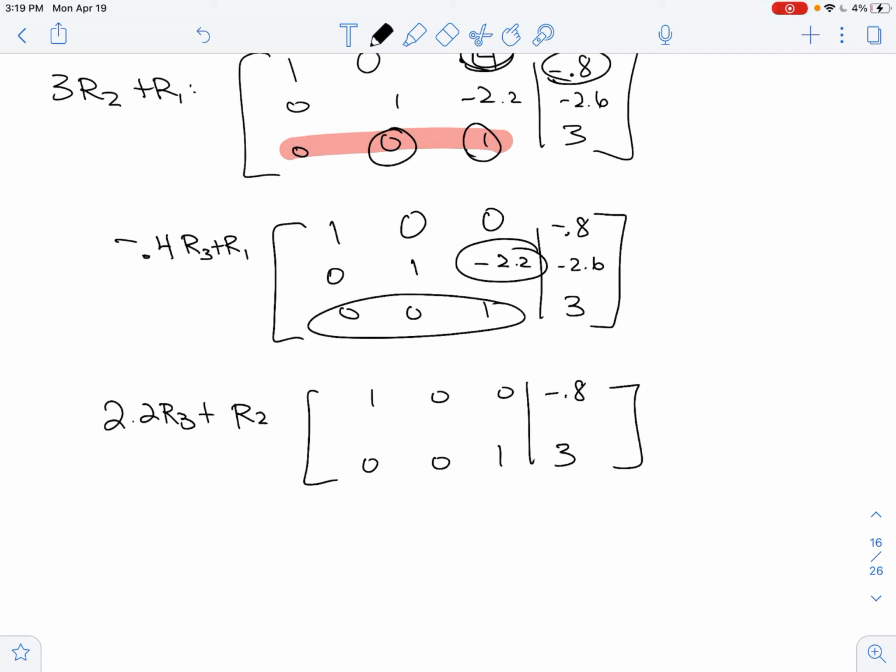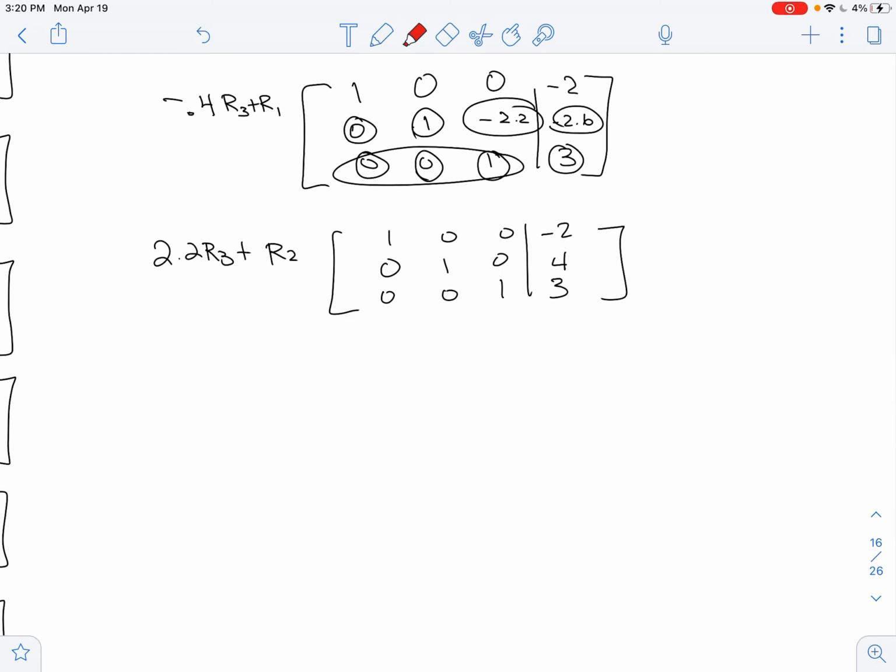So here we go. 2.2 times 0 plus 0 is 0. 2.2 times 0 is 0 plus 1 is 1. 2.2 times 1 is 2.2 minus 2.2 is 0. 2.2 times 3 is 6.6 minus 2.6 will give me 4. And so I messed up on this one up here. When I did that, this is supposed to be a negative 2.